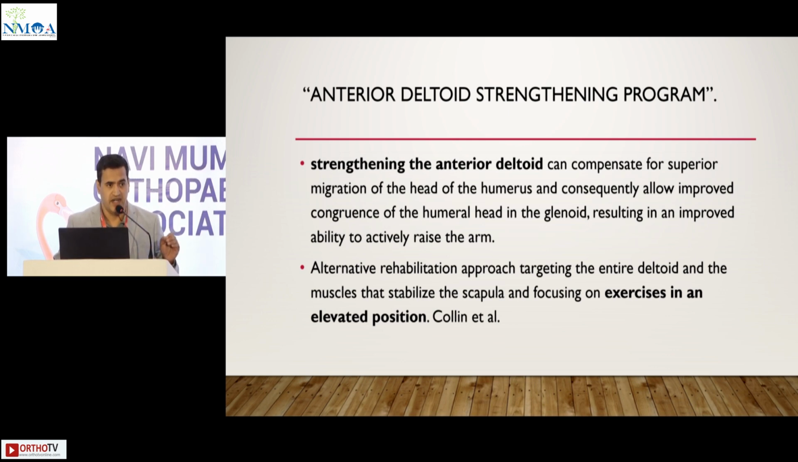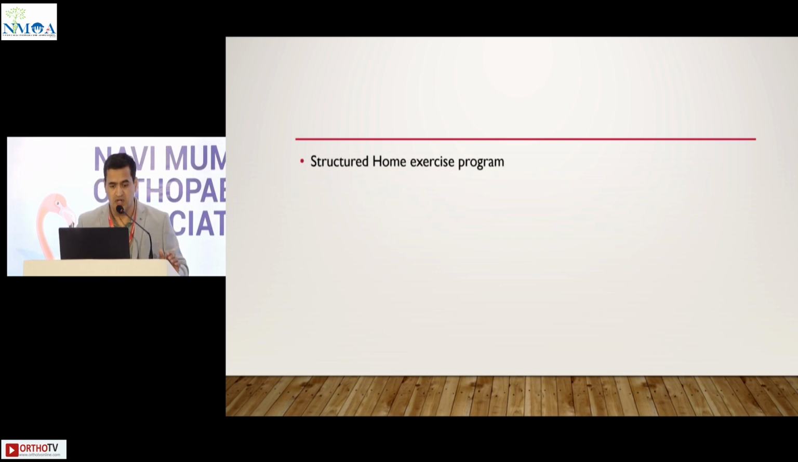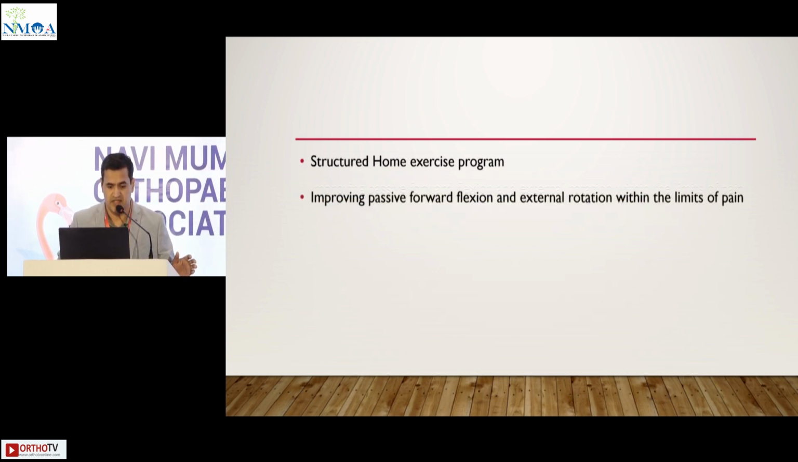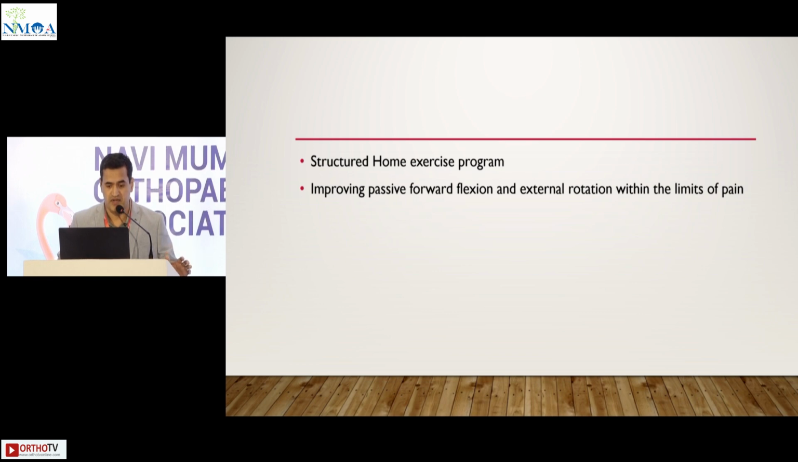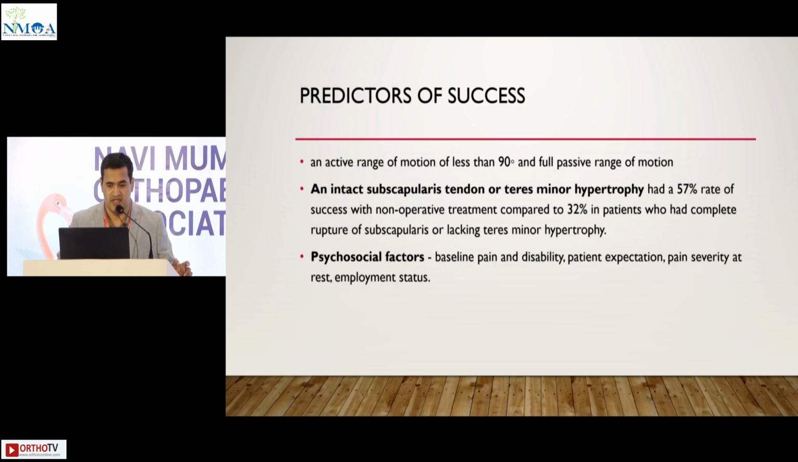So strengthening of the anterior deltoid is one of the exercises which prevents the anterior superior escape and still manages to increase the abduction movement. Also, exercise in an elevated position negates the effect of the torn rotator cuff. What is the protocol? Structured home exercise program, improving the passive forward flexion, external rotation, deltoid and teres minor strengthening, an adequate amount of subacromial steroid injection, maybe 2 or 3, postural or scapular stabilization, NSAIDs, and proprioceptive exercises.